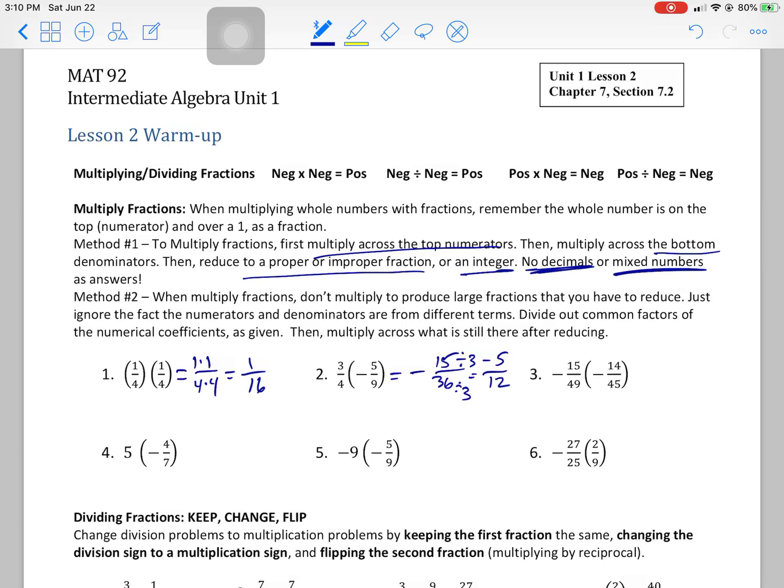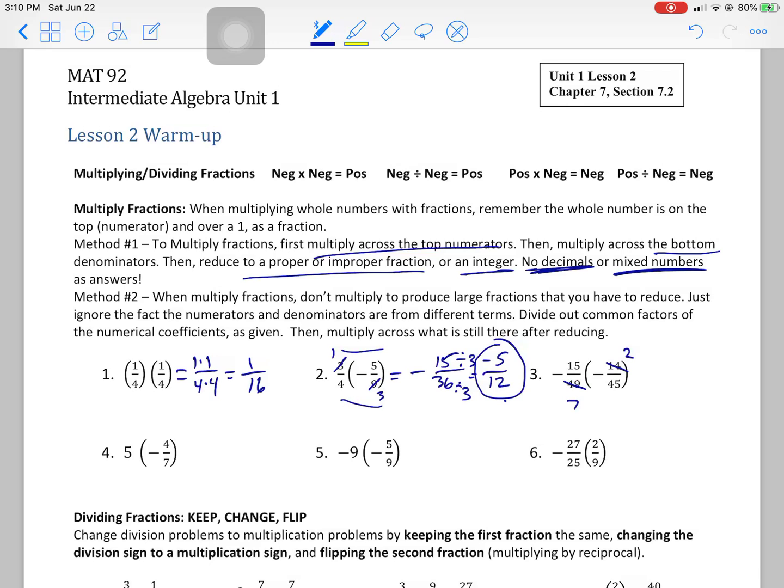Now, I don't like to make numbers bigger and then make them smaller. I like to reduce on sight. So I take a 3 out of this 9 and get a 3. So then I just multiply across and get my 12 and multiply across and get my -5. That works too. Okay? So like on this one, take a 7 out of the 49 and you'll get 7. Take a 7 out of 14, you'll get 2.